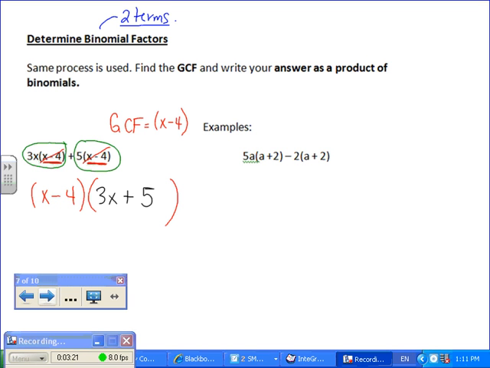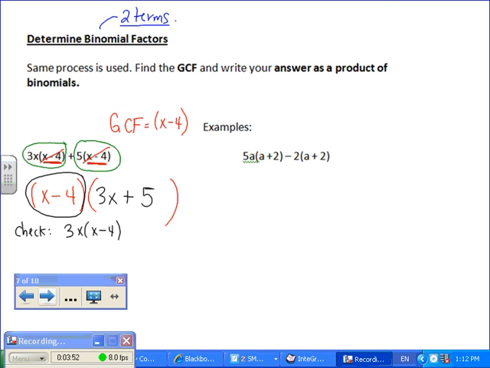And I could always check my work. If I wanted to FOIL this and multiply x minus 4 by 3x plus 5, I should get the exact same answer back. So I could go ahead and do that. And really, I could FOIL it, or even if I looked at this as a binomial, if I think about this as my GCF, x minus 4 times 3x would give me that. There would be the product.